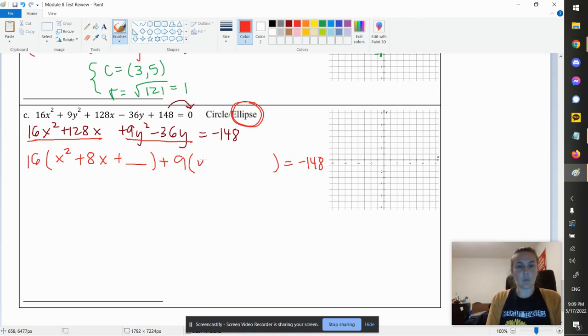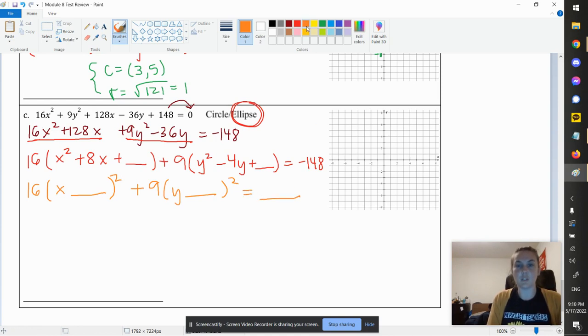Same thing here. 9y squared becomes y squared when we divide it by 9. Negative 36y becomes negative 4y when we divide it by 9. We put the blank. And then the negative 148 stays, right? Now, this is a lot of setup, right? Now for our next organizational step, we're going to say it's about to be x plus or minus something squared with a 16 out front. It's going to be y plus or minus something squared with a 9 out front. And then this is going to be a totally different number altogether.